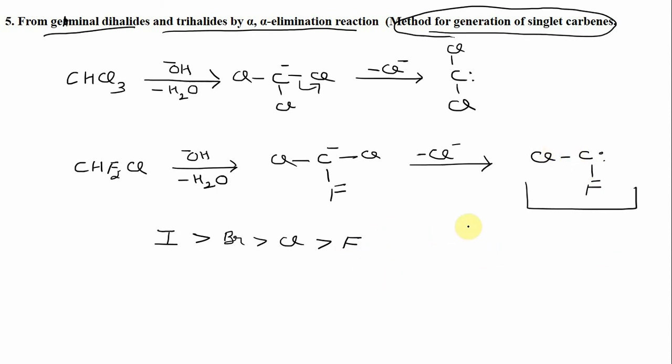So these were the several methods for the generation of carbenes. They can be generated from diazo compounds, from tosylhydrazones, and from ketenes by their decomposition reaction. They can be generated from ylides by heating them, or from geminal dihalides and trihalides by alpha-alpha elimination reaction. This is also a method for the generation of singlet carbenes, while triplet carbenes can be generated from diazo compounds.